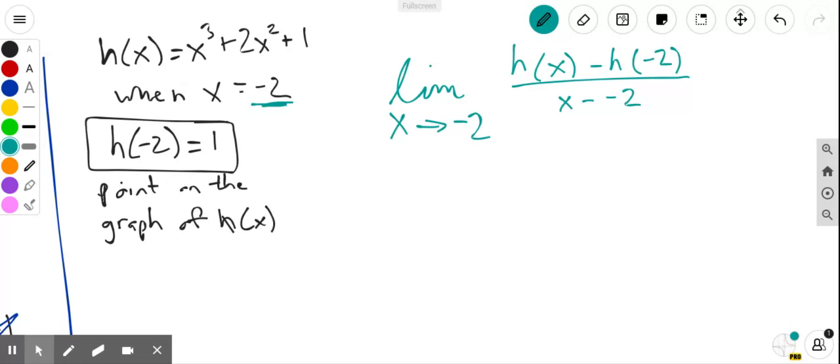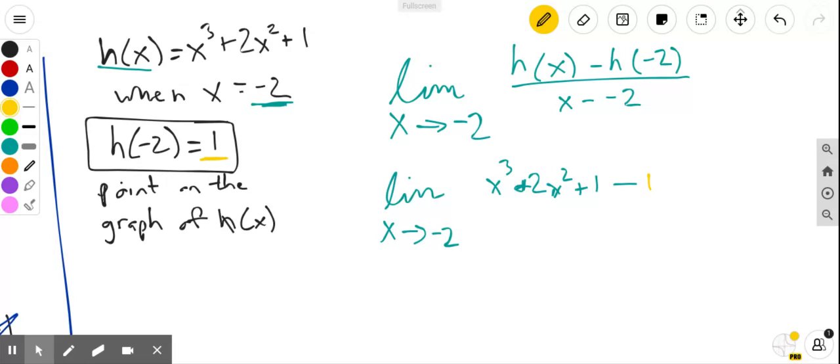Versus the formal definition, which just had you get the derivative and then plug it in. This is saying, nah, let's just do both at once. So doing so, we end up with x cubed plus 2x squared plus 1, because that's what h of x is, minus 1, over x plus 2.